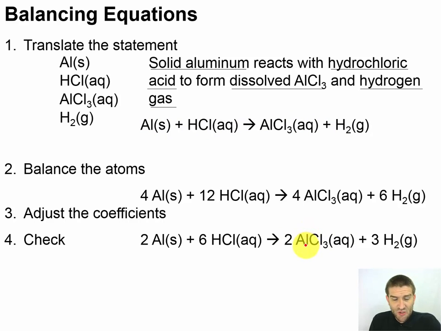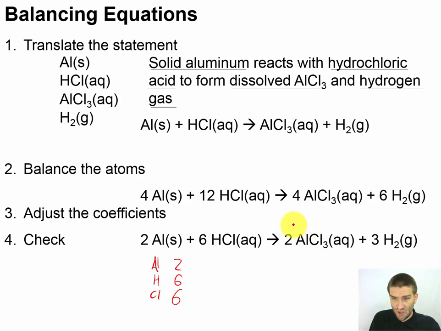Now we're going to check to make sure that we have a final answer. Here's how I like to do this. I'll write down all of the atoms that I've got on each side. Now what I'm going to do is say, how many do I have? Well, I've got 2 aluminums. I've got 6 hydrogens. I've got 6 chlorines. So 2, 6, and 6.